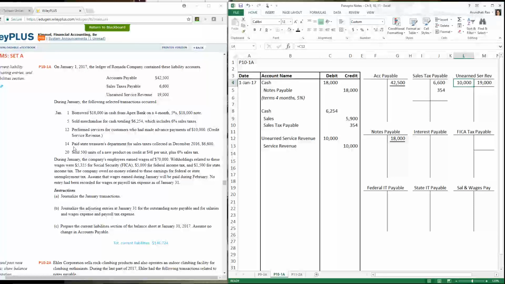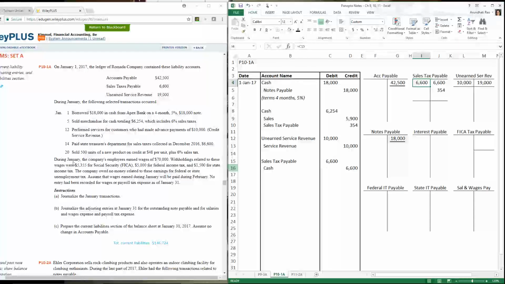On the 14th, I paid the state's treasurer's department for the sales tax collected in December. So last month I had collected 6,600. I'm paying that in January, the following month. So when I make the payment, again, my liability decreases, sales tax payable debit, and I'm paying cash. So cash is going to be credited. I know the amount, it's $6,600. So my sales tax payable decreases because I paid off that particular liability to the extent of what I owed from last month.